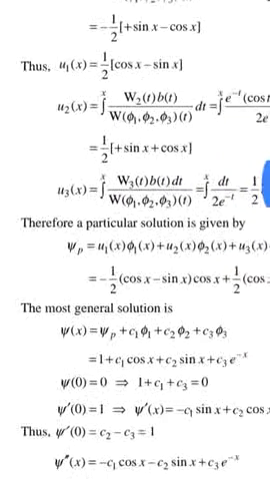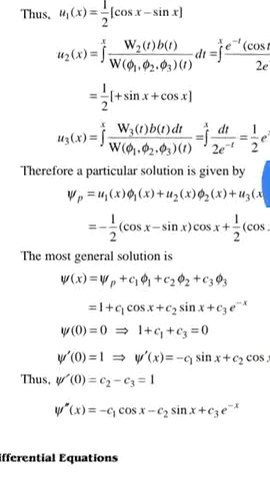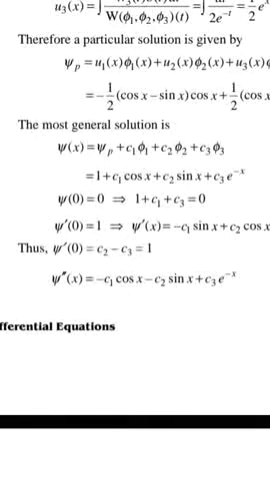Similarly, we can evaluate u2(x) and u3(x), and ψp is given by u1 φ1(x) + u2 φ2(x) + u3 φ3(x), and it gives -1/2 (cos x - sin x) cos x + 1/2 (cos x + sin x) sin x + 1/2 e^x e^(-x) = 1.